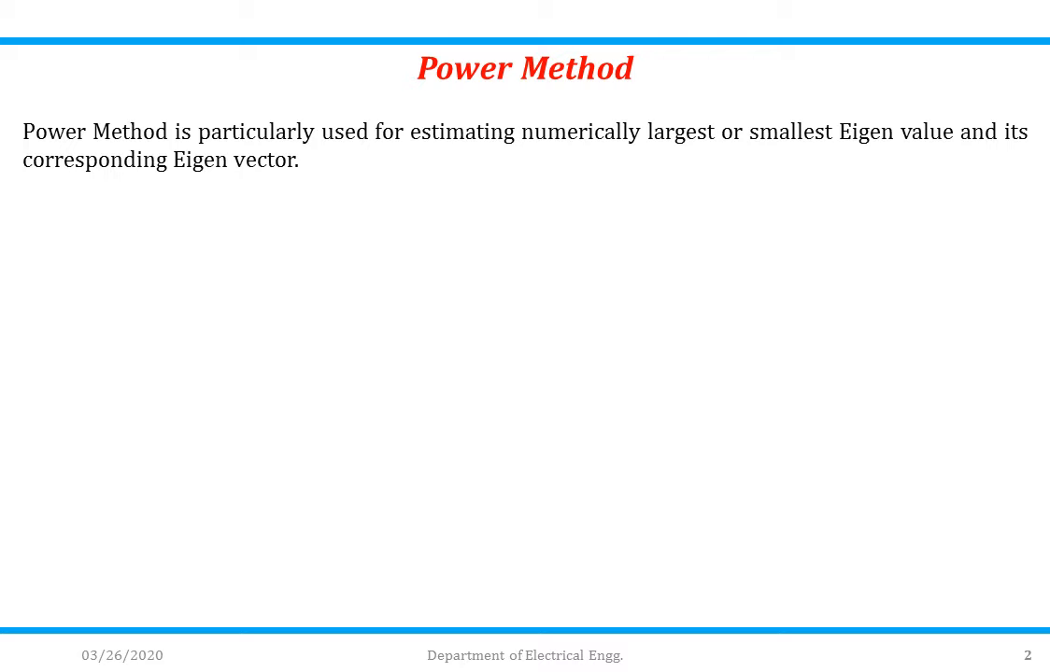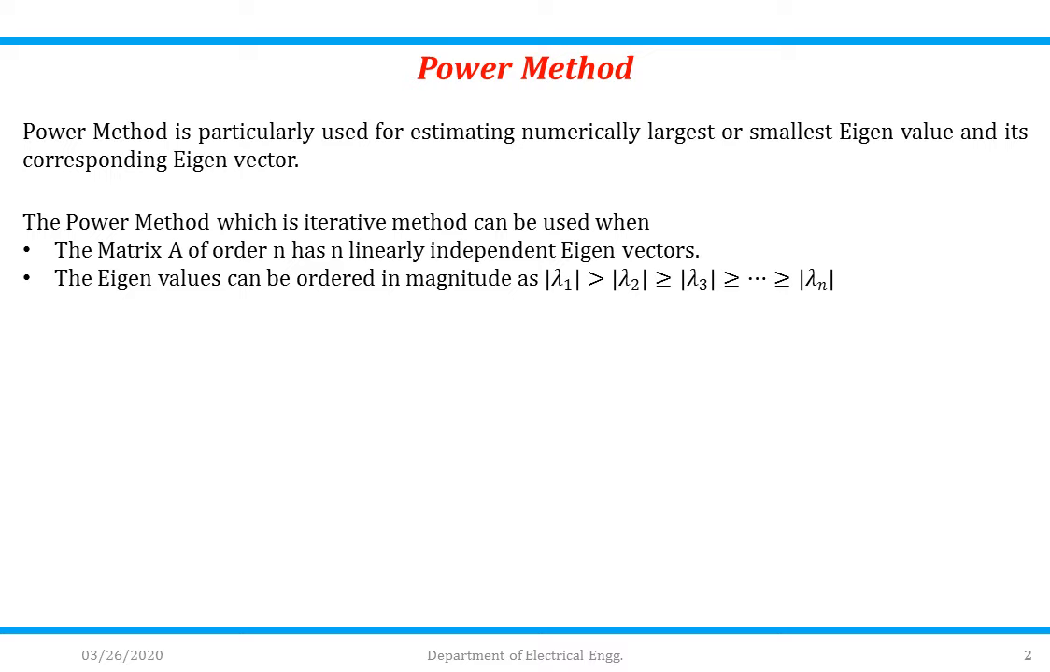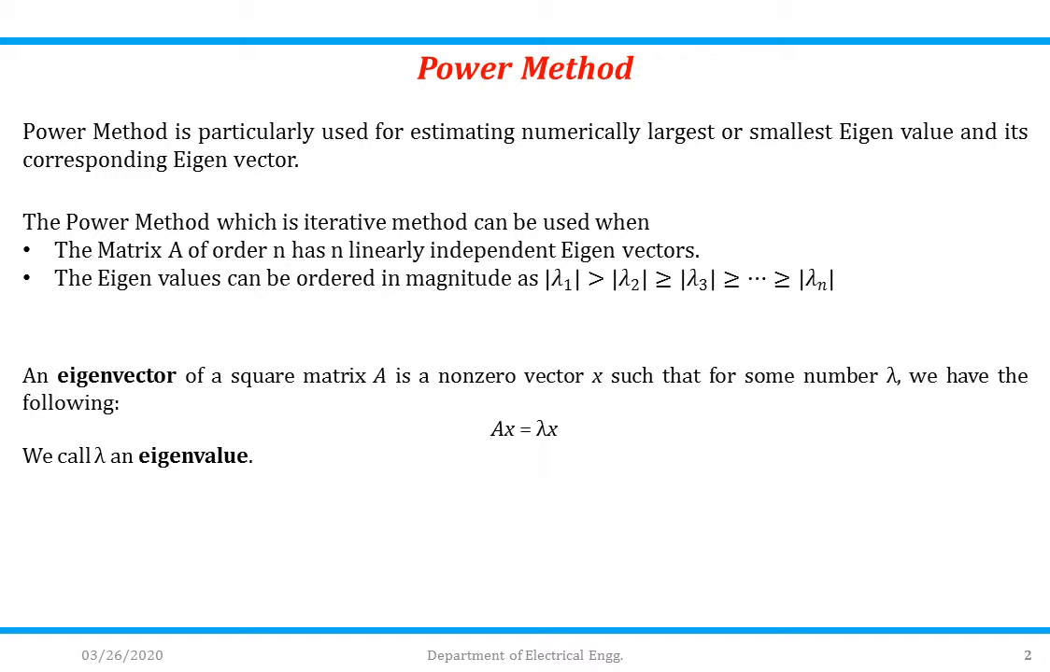Power method is particularly used for estimating the numerically largest or smallest eigenvalue and its corresponding eigenvector. The power method, which is an iterative method, can be used when the matrix A of order n has linearly independent eigenvectors. The eigenvalues can be ordered in magnitude as lambda 1 greater than lambda 2 greater than or equal to lambda 3, up to greater than or equal to lambda n.